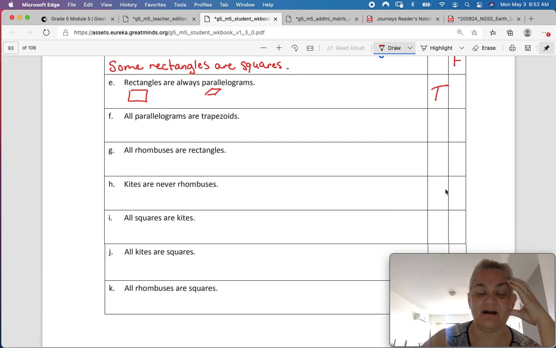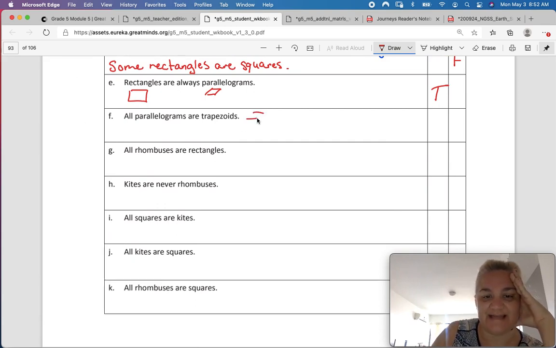All parallelograms are trapezoids. Trapezoid only has to have one set of parallel lines, remember, and a parallelogram has to have two. So here's a trapezoid, see, those two aren't parallel. But parallelograms have to have two sets of parallel lines. So this is in fact false. We could say some parallelograms are trapezoids. Can we say all trapezoids are parallelograms? No.